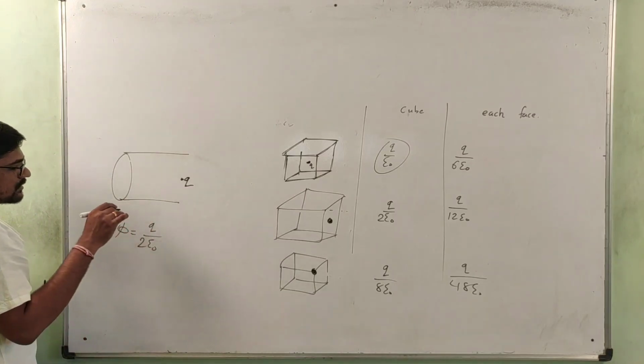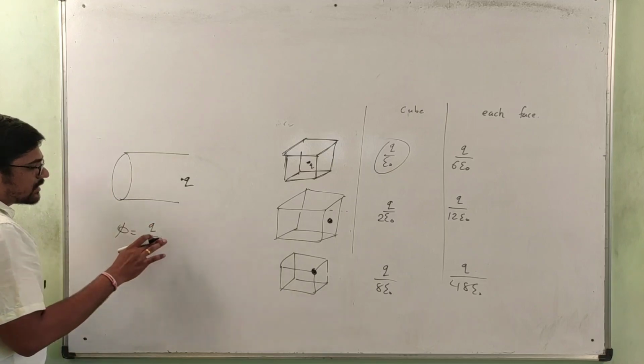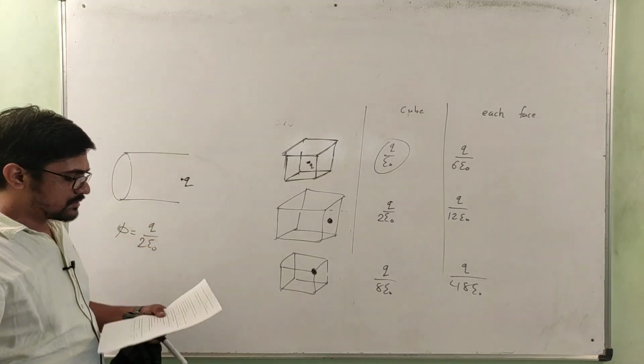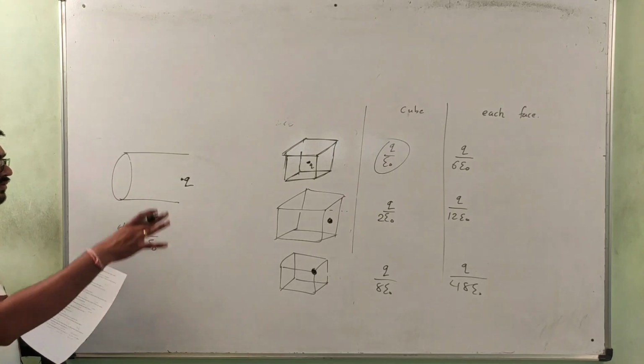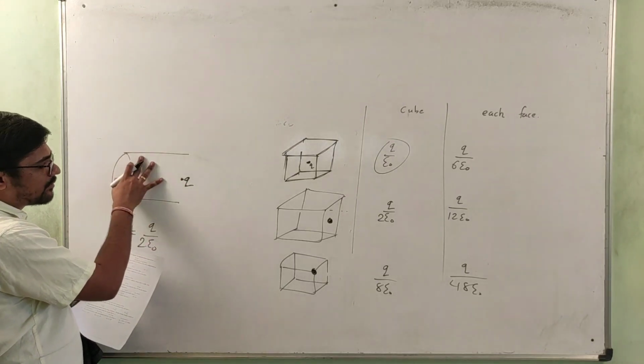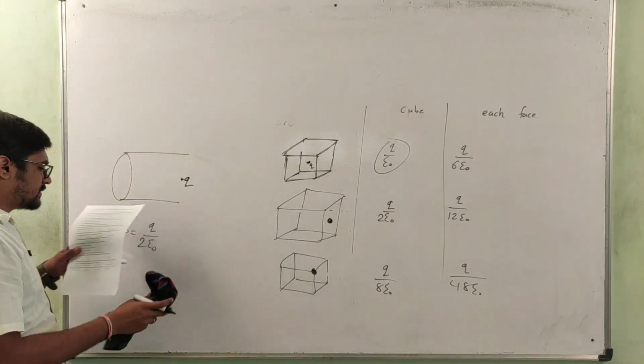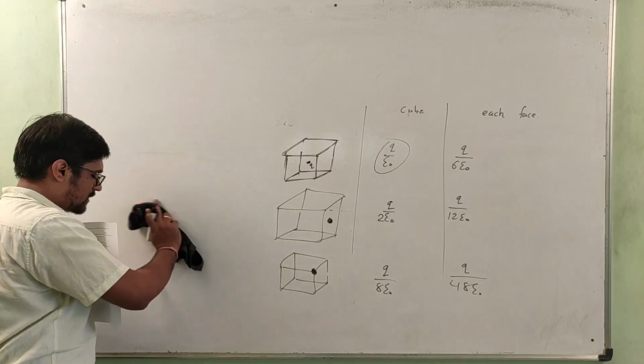So whenever the closed surface is not given, you can make the surface closed. Then find the flux with the whole surface, and from that find the flux associated with the given part.